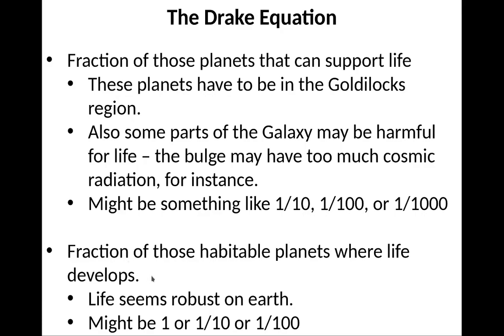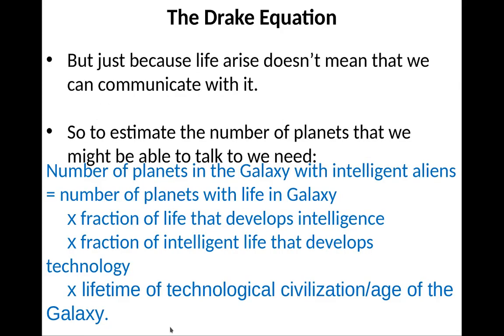Okay. Now we have to ask, what's the fraction of these habitable planets where life develops? Life seems pretty robust on Earth, so it might be 1, or 1 in 10, or 1 in 100. You could be conservative and say 1 in 10, but actually I'm pretty sure it's probably close to 1. But I'll just pick 1 in 10 because I don't want to be too crazy. All right, now we have the number of planets that have formed life in the galaxy. So 10^11 times 10^-2 times 10^-1, that's 10^8. Okay, so now we have determined that there are roughly about 100 million planets in our galaxy that can support life.